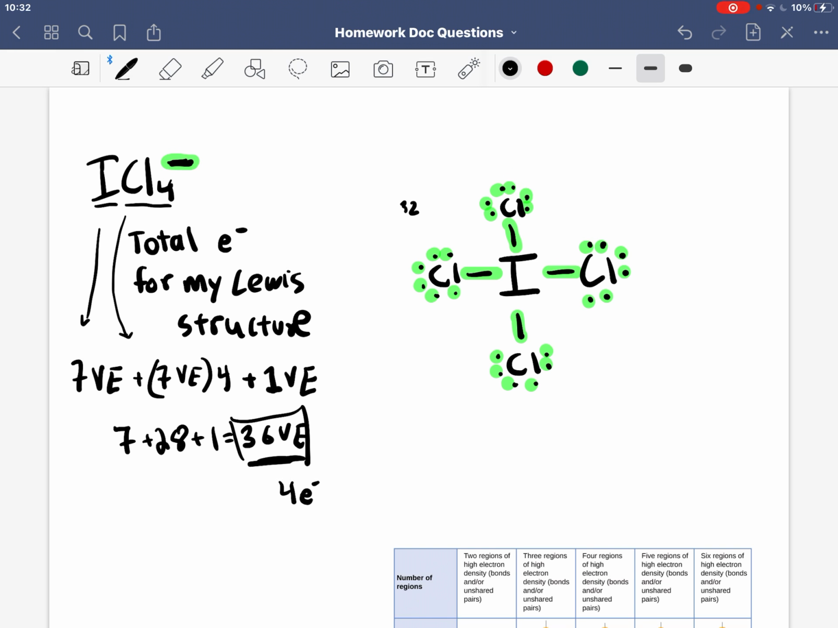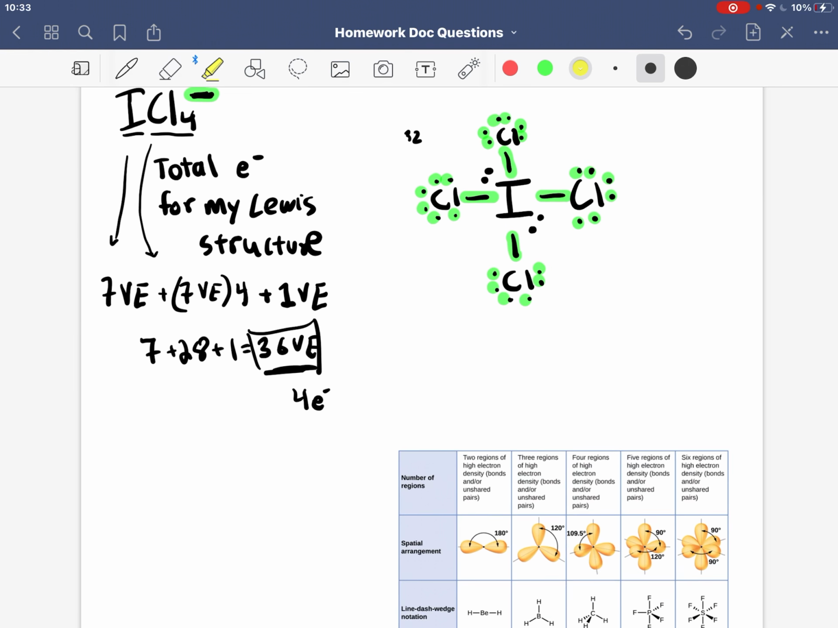Well, 4 electrons are going to make 2 lone pairs. So I'm going to represent 1 lone pair, a second lone pair. All right, so this is going to be the Lewis structure for iodine chloride, ICl4-.